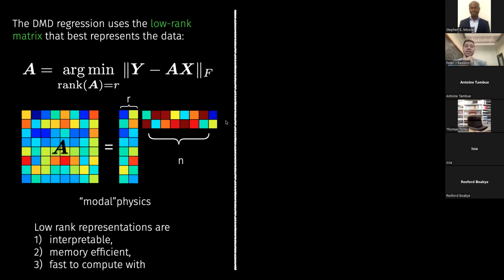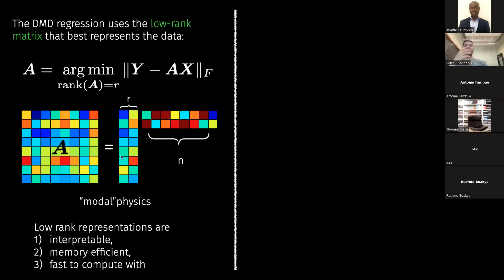And part of the motivation for seeking a low-rank matrix is that they're very interpretable. So if I just looked at this matrix, I probably can't tell you much about it. But if it's low rank, if its dimension is small, then I can look at those important dimensions, like these two columns and these two rows, and maybe I can understand that lower dimensional set instead of the full A. So these representations are very interpretable, and one could say that they're representative of modal physics.